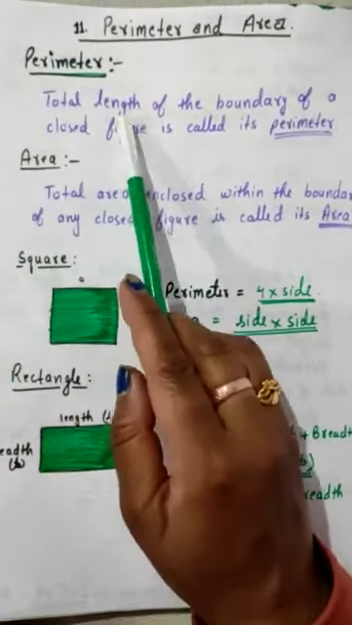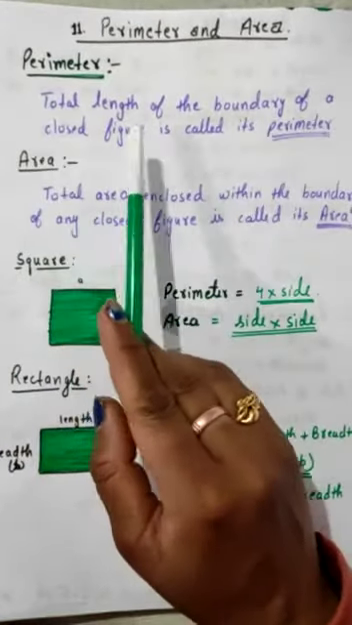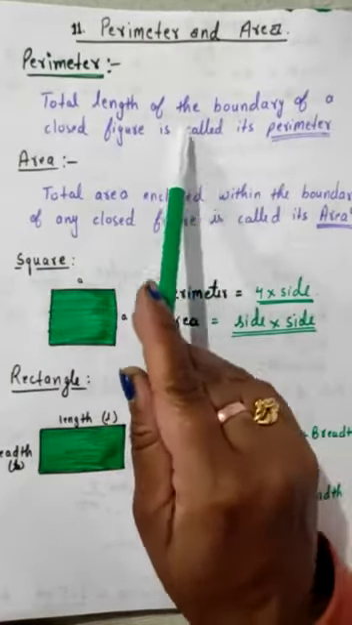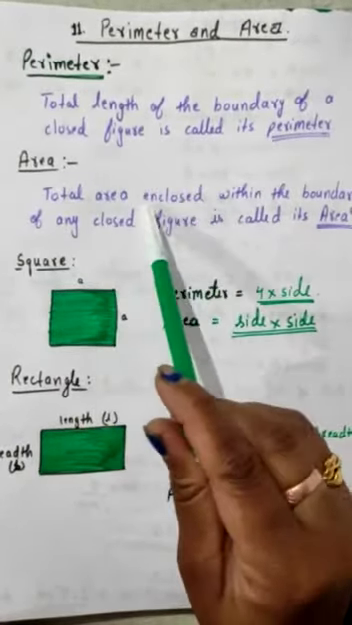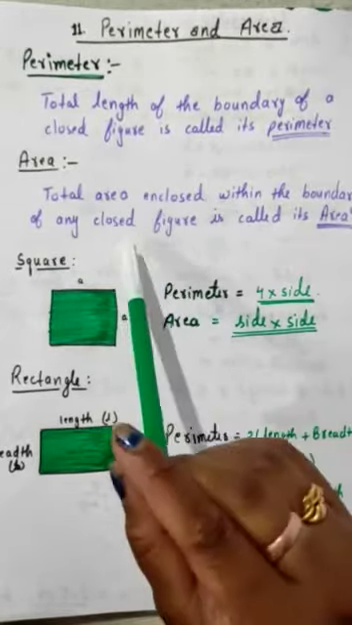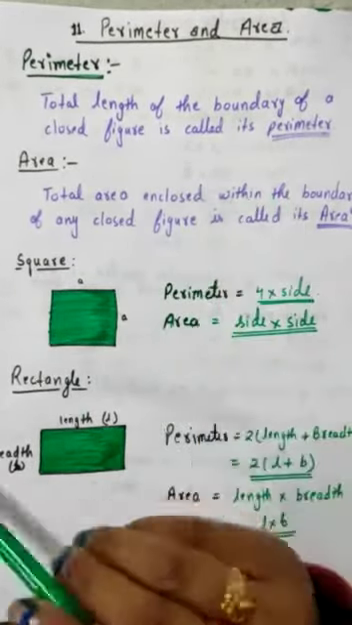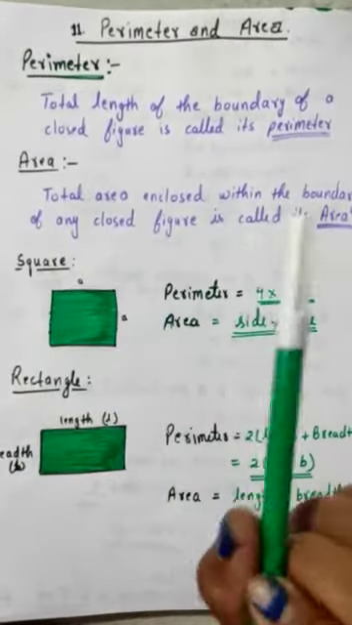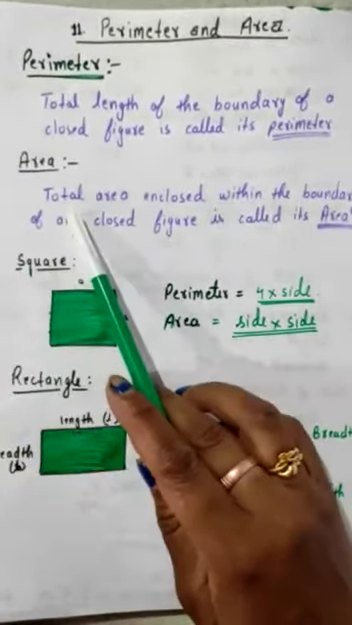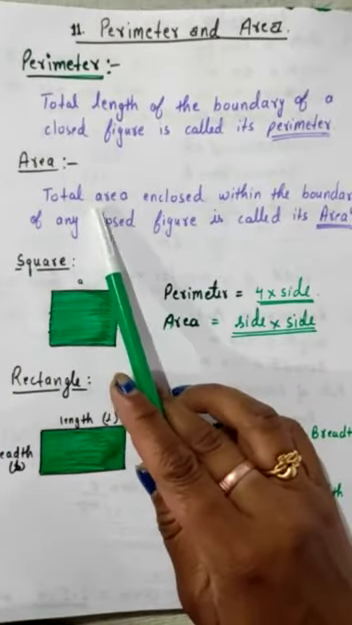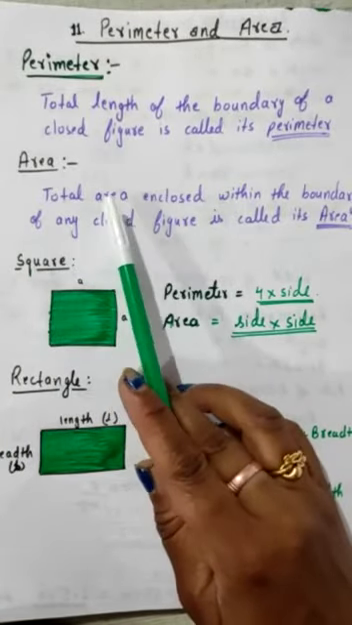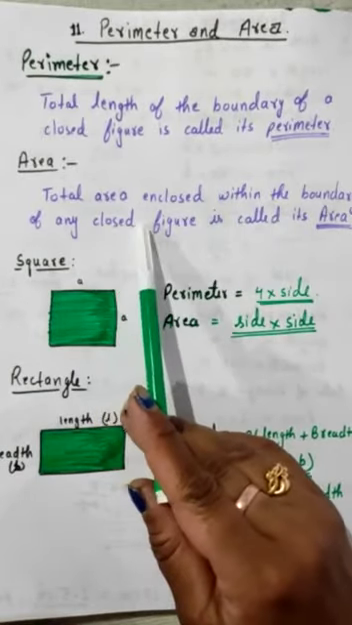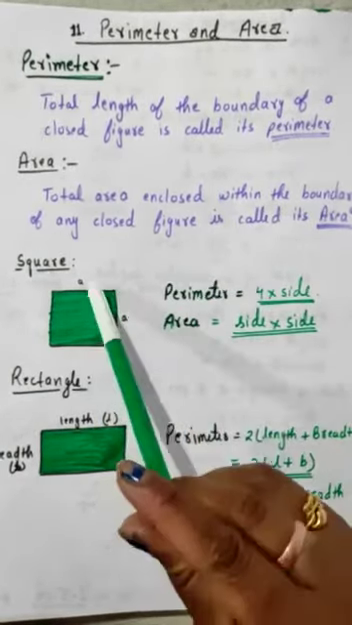So the total length of the boundary of a closed figure is called its perimeter. कोई भी आपके पास एक closed figure है, if you are calculating its total boundary, okay, that boundary's length is called perimeter. So basically perimeter is the length, the distance. Then what do you mean by area? The total area, or you can say total surface enclosed within the boundary of any closed figure is called its area.